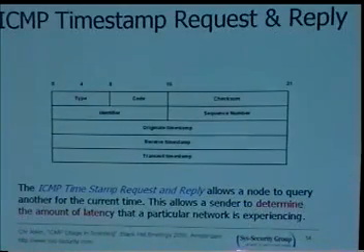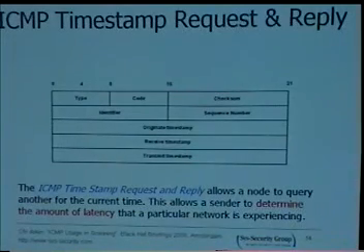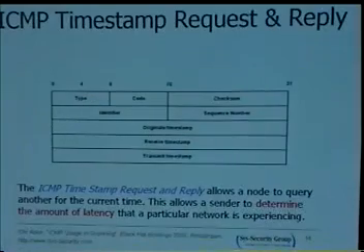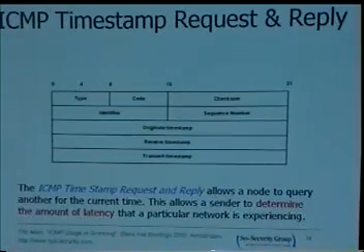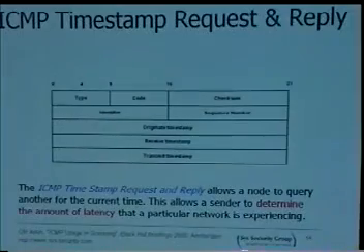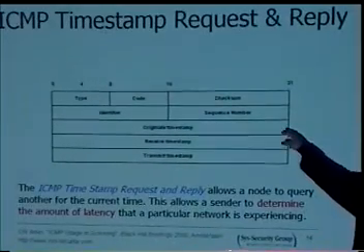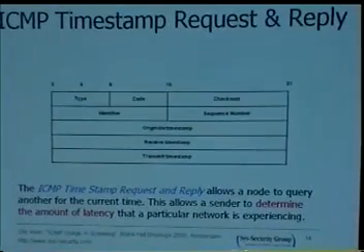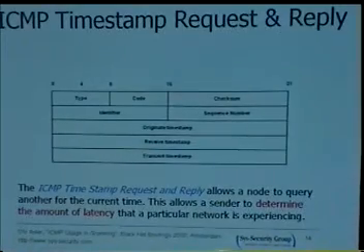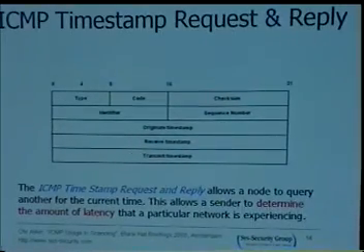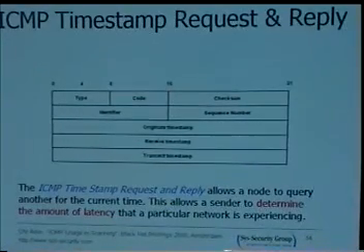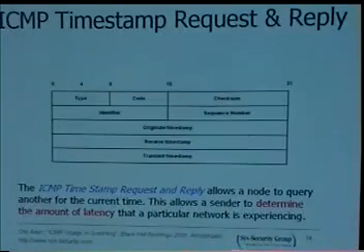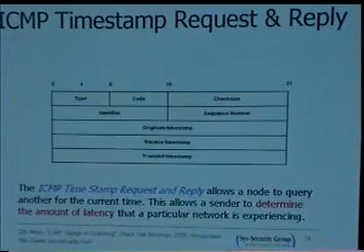ICMP timestamp request and reply are used to determine the amount of latency that a particular network is experiencing. When we are sending a timestamp request, we set the originate timestamp here. The receiving host fills in the receive timestamp when he receives this datagram. When he sends it out, he fills in the transmit timestamp. This allows us to know the time it took for traveling from one host to another, and the time it took for processing our request.